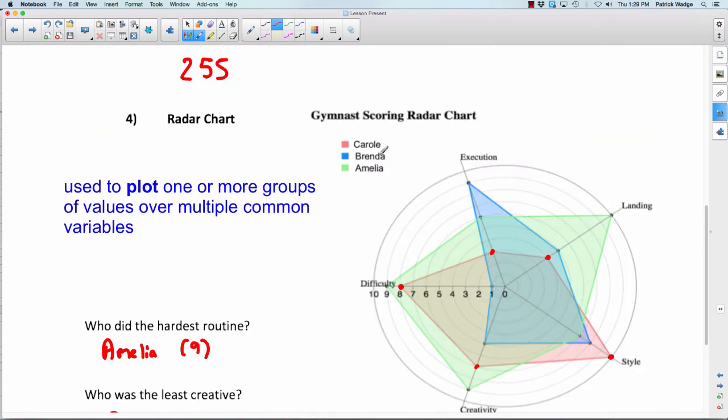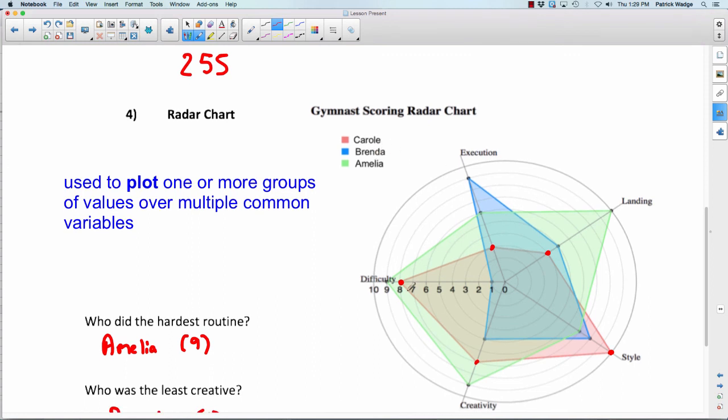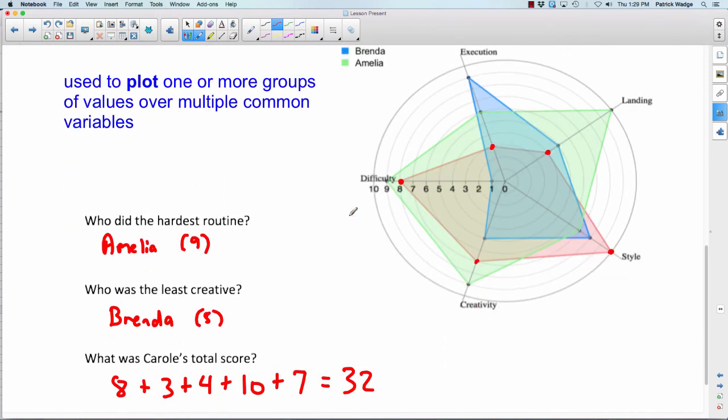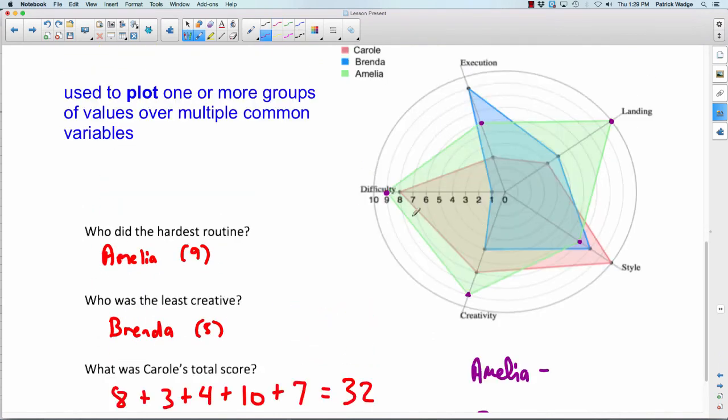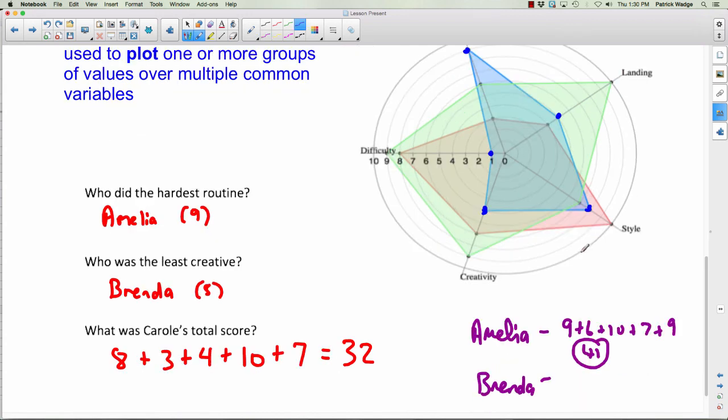I do. I'm clear that Brenda lost. But who won between Amelia and Carol? It must have been Amelia. My guess is Amelia. I can't help it. I got to figure this out. Okay, here's Amelia. She's a 9, a 6, a 9, 6, and then a 10 for landing. Very good. 9 plus 6 plus 10. Then she's a 7 and another 9. What a score. 41. Kills the competition.